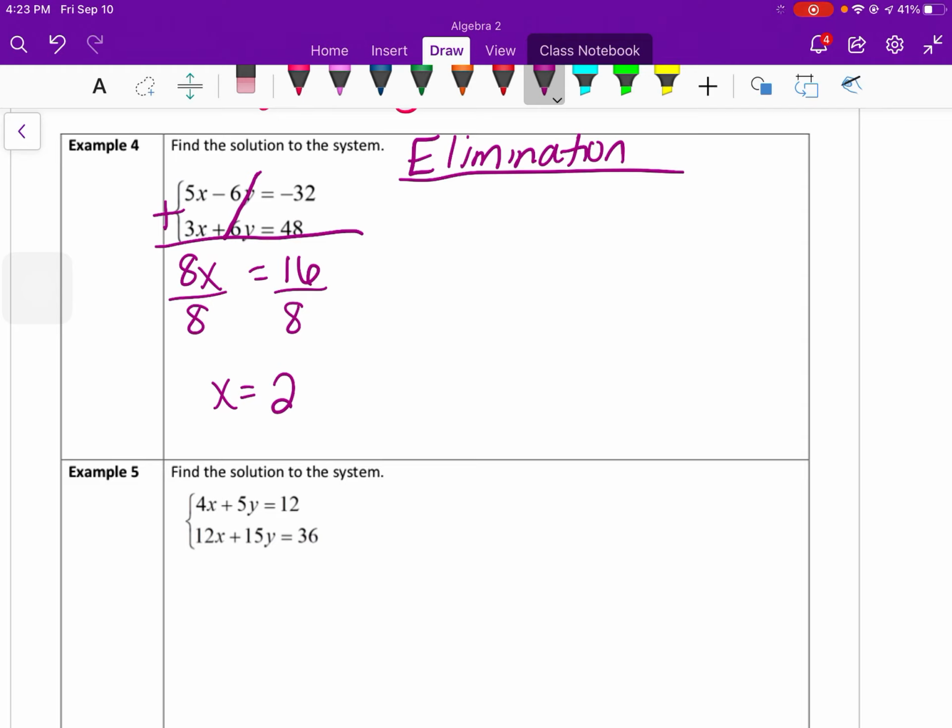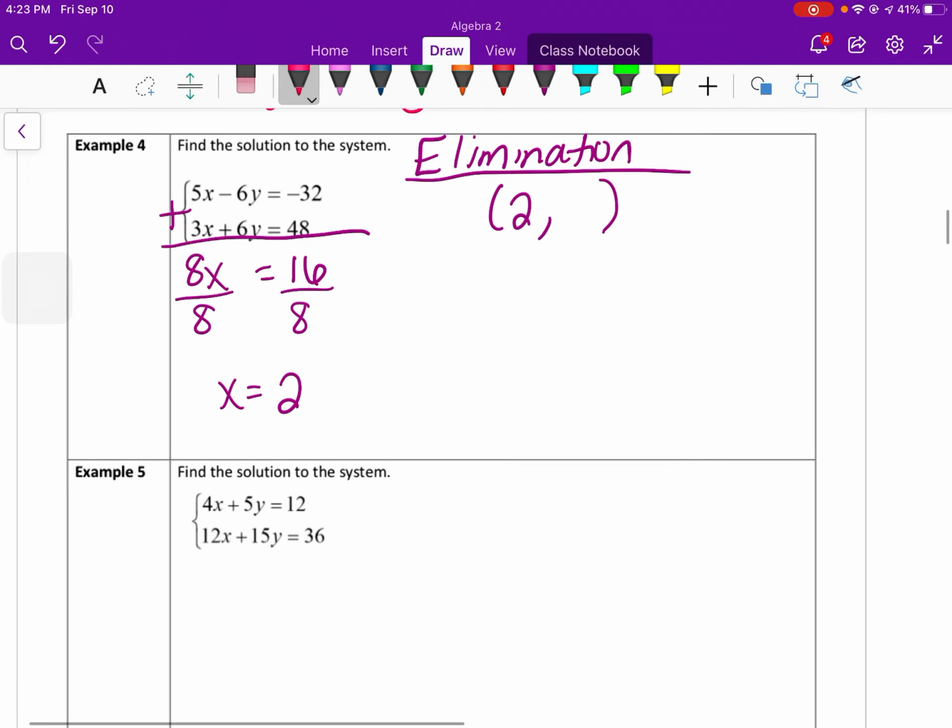But just like the last one, that is only our first coordinate to our solution, so we do need to solve for y. When you go back to solve for y for elimination, you can use either equation to plug it back in. And technically for substitution, you can use either equation to plug it back in as well. But the one that's already y equals is easy to plug back into. This one, choose whichever one you would like. I'd prefer to work without negative, so I'm going to choose the 3x plus 6y equals 48.